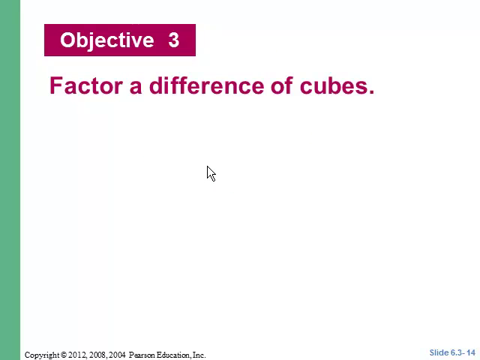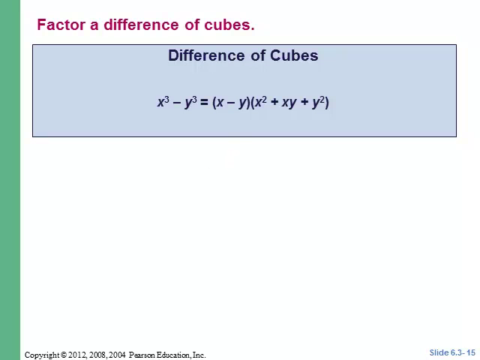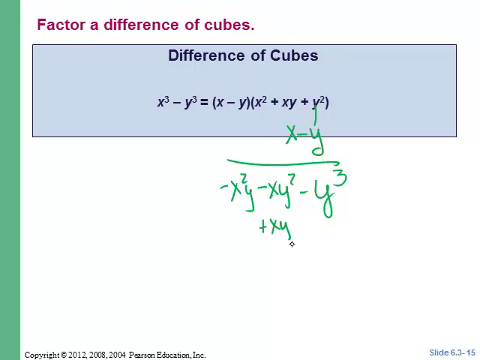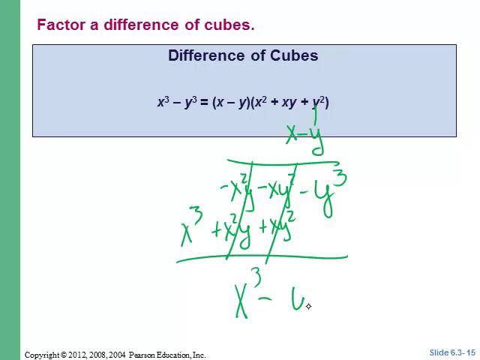How about a difference of cubes? Now, the thing about a difference of cubes is that if we multiply this out, x minus y times x squared plus xy plus y squared, this times this is negative y cubed. This times this is negative xy squared. This times this is negative x squared y. This times this is plus xy squared. This times this is plus x squared y. This times this is x cubed. Notice this term and this term cancel out, and you're left with x cubed minus y cubed.